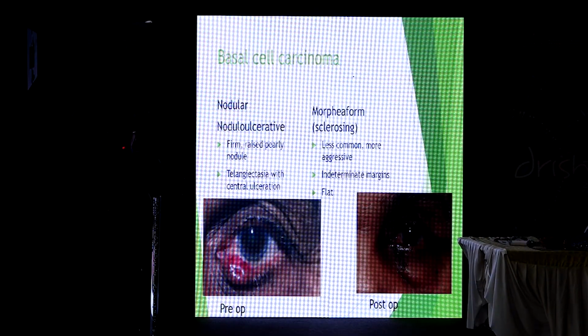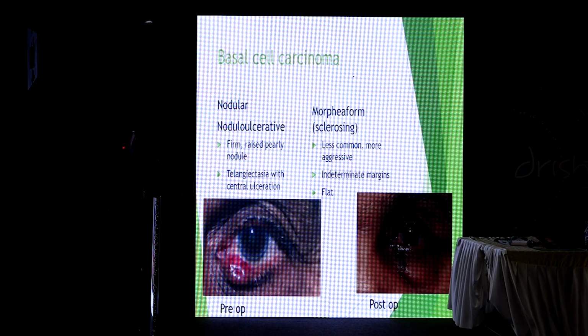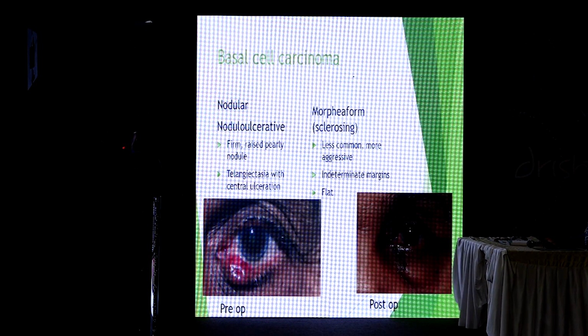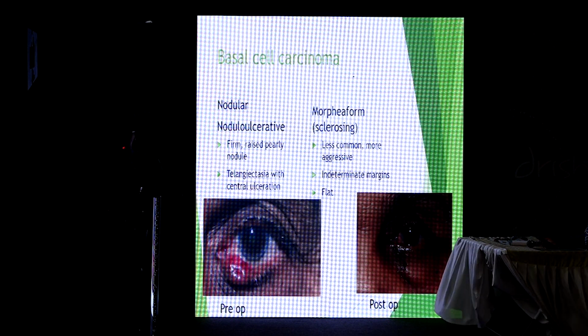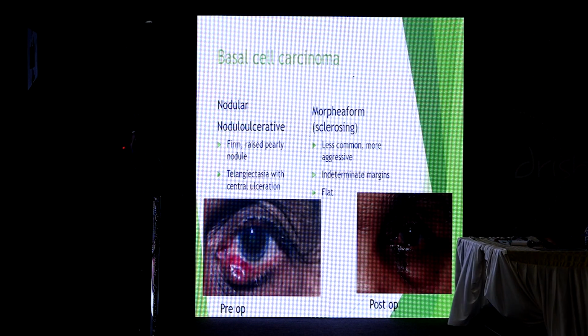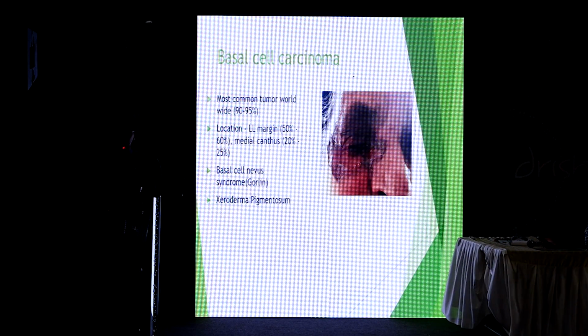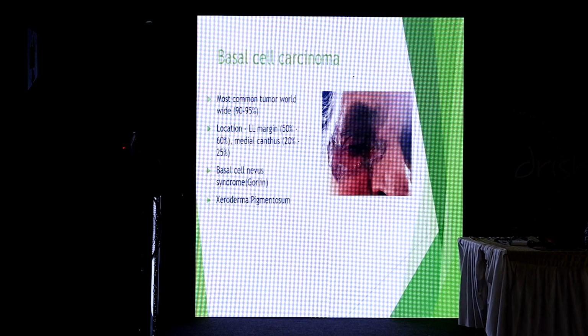So it can have two appearances: nodular ulcerative and sclerosing type. Nodular ulcerative type is a firm, pearly raised nodule like this with surface telangiectasia and ulceration. But in sclerosing form, it is flat and it can have indefinite margins. So it can recur. Margins can be positive after excision, and there is high chance of recurrence, and it is aggressive. Basal cell carcinoma is the most common tumor worldwide, and location more in lower lid, followed by medial canthus, and syndromes associated: basal cell nevus syndrome, xeroderma pigmentosum, etc.